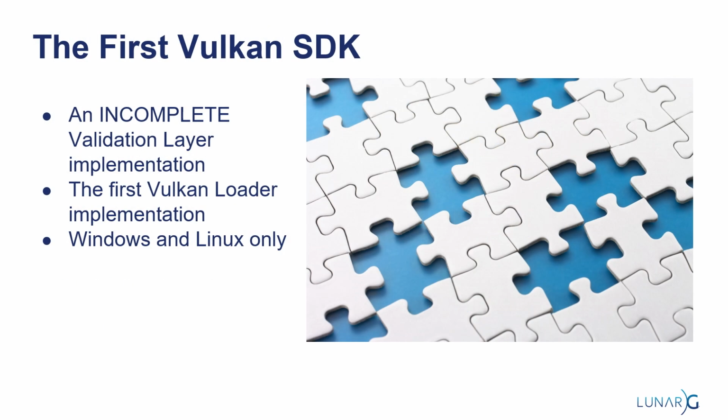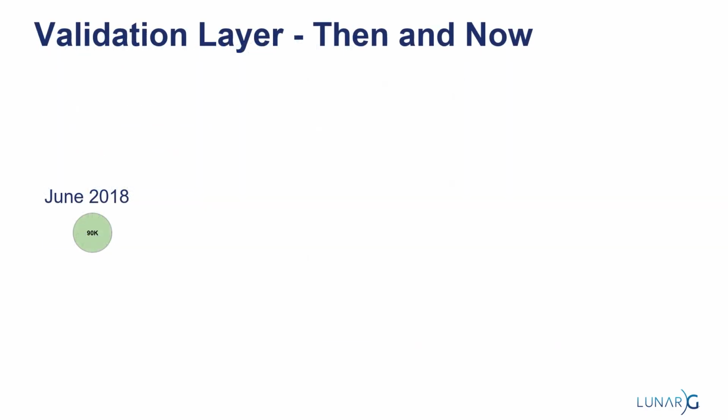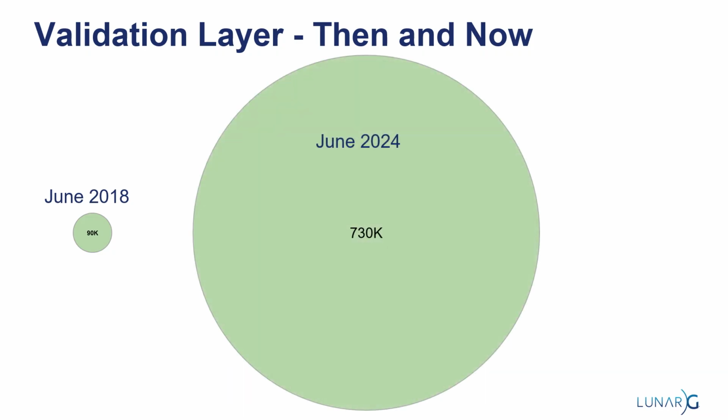So the first Vulkan SDK, as you saw previously, was quite incomplete and didn't have a whole lot in it. The validation layer implementation was also very incomplete. That said, it was still pretty good and provided some value to the application developers. So back in 2018, the validation layers were about 90,000 lines of code. Today, we're around 730,000, so it's growing rapidly.